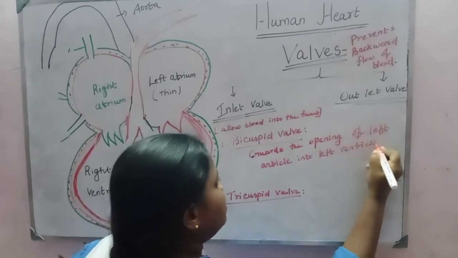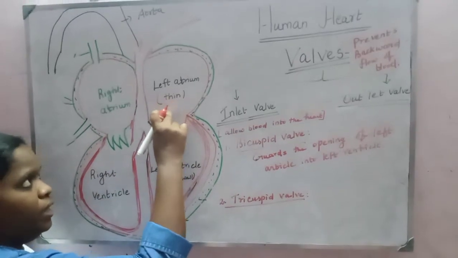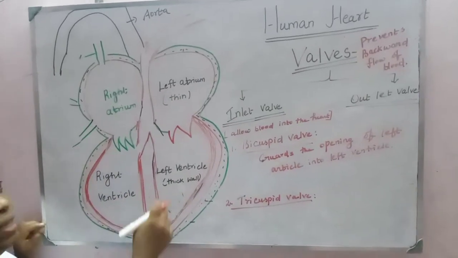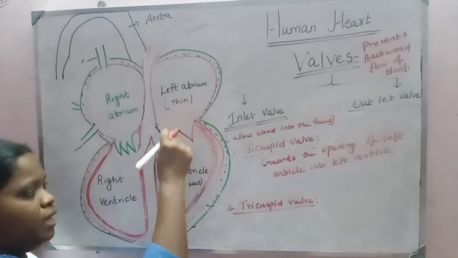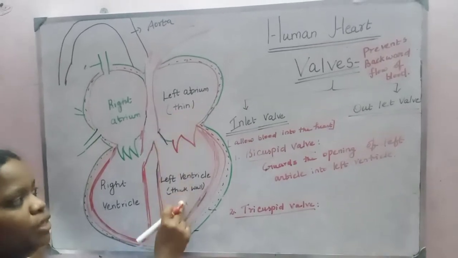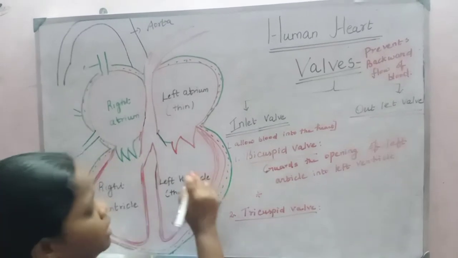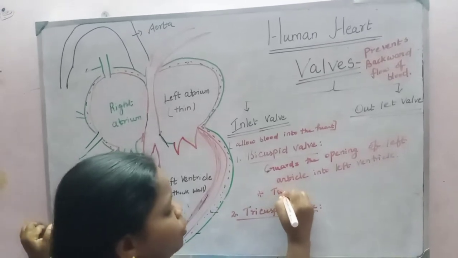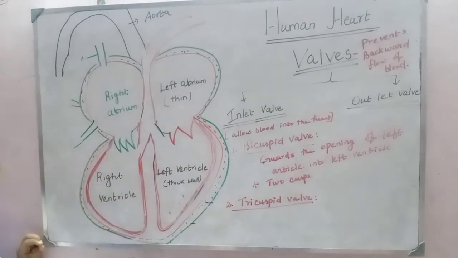That means this valve allows the blood from left atrium into left ventricle. Are you clear? This bicuspid valve allows the blood from left atrium into left ventricle. Okay. Why is it called bicuspid? It has two cusps or two flaps. Two cusps or flaps, that is called a bicuspid valve.